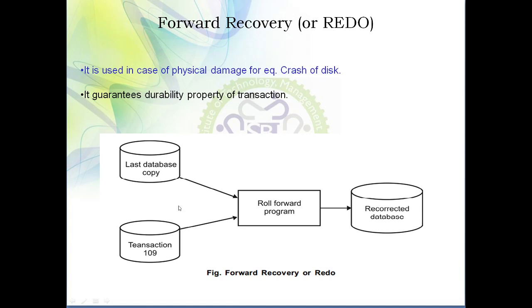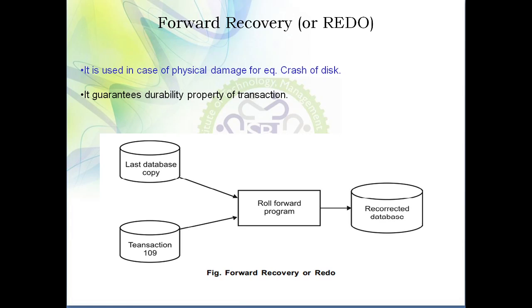In forward recovery, what is happening here? We have the last database copy, and we are also provided with the transaction log. We have the last database copy before failure, and the transaction log. The transaction log we already discussed: in the log we maintain all the changes that we make with the help of transactions. So we have the database copy and the transaction log.